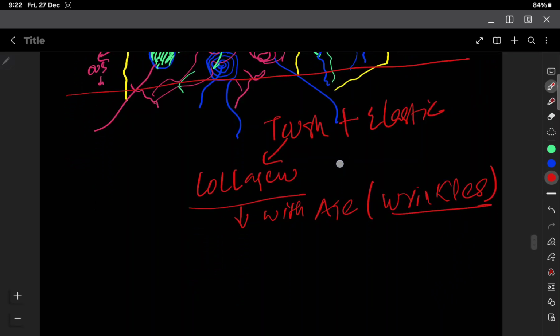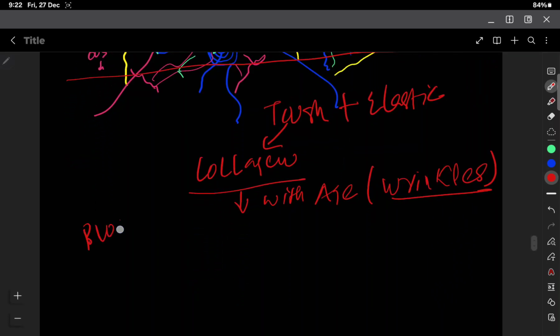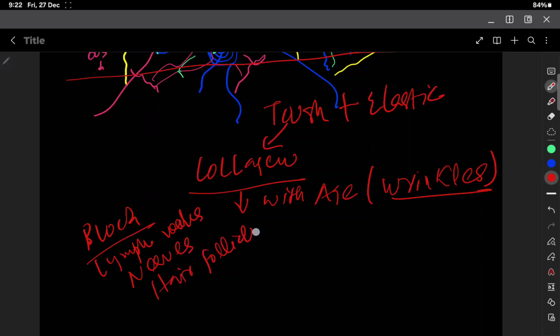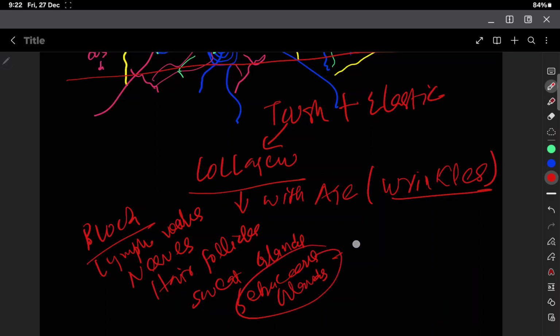Okay, and one more thing is there: blood and lymph vessels, nerves, hair follicles, sweat glands, sebaceous glands. Okay, sebaceous glands secrete the sebum, which keeps us oily, lubricates the skin, and keeps the skin moist. So these are all present in the dermis layer, the second layer.